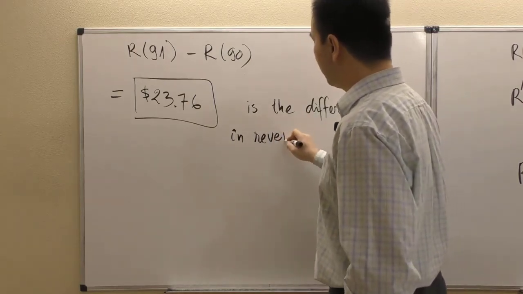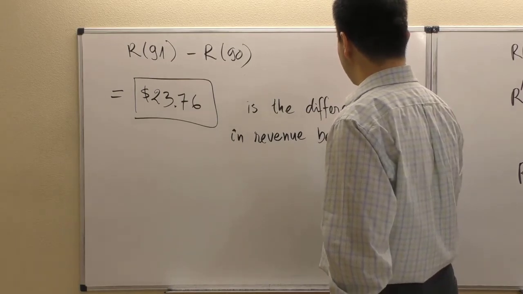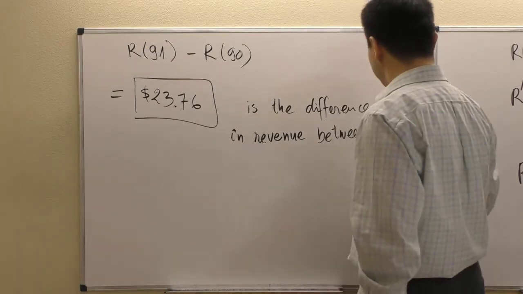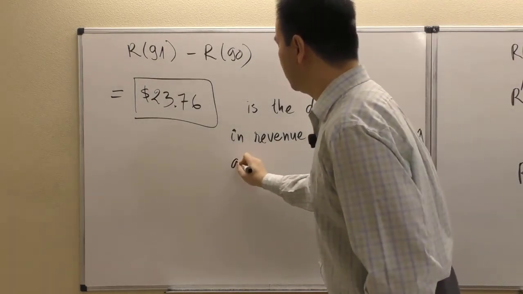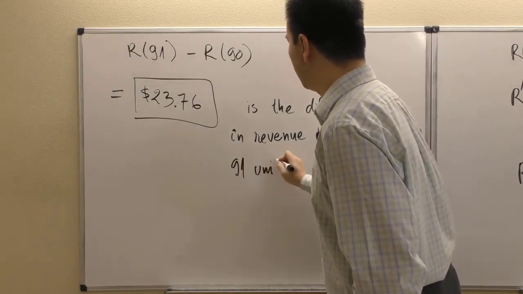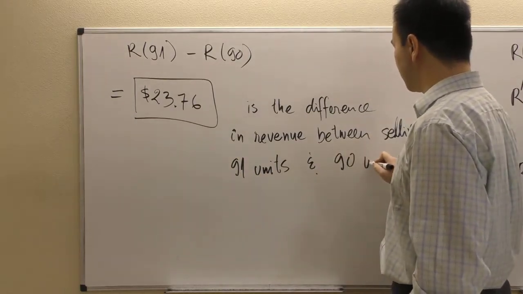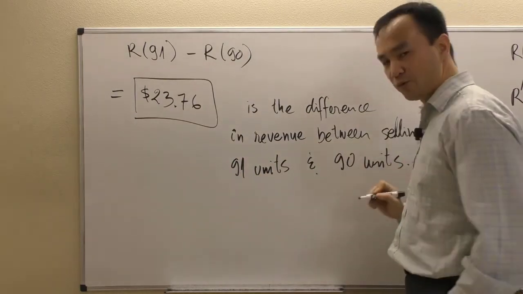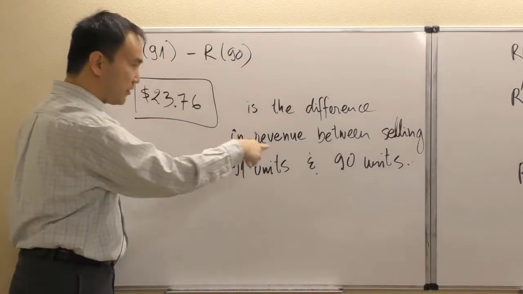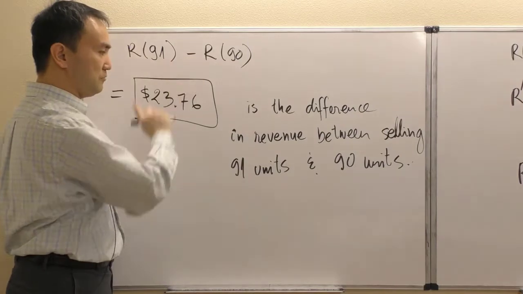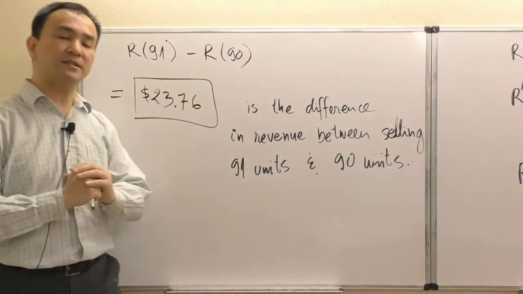The difference in revenue between selling 91 units and 90 units. That's the simplest way of seeing that. It's just the difference in revenue between selling 91 units and selling 90 units, okay?